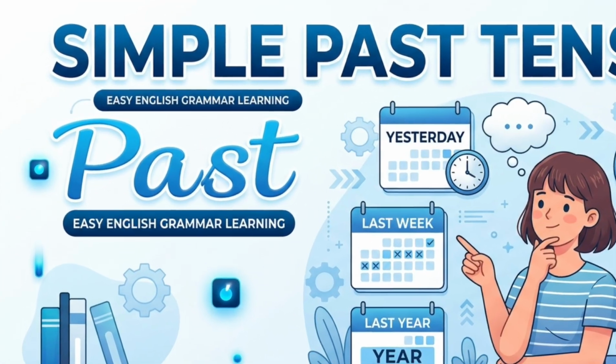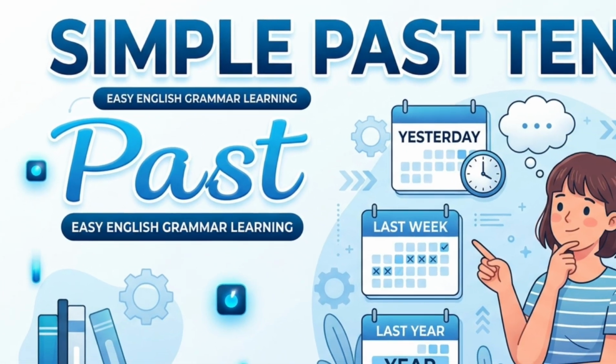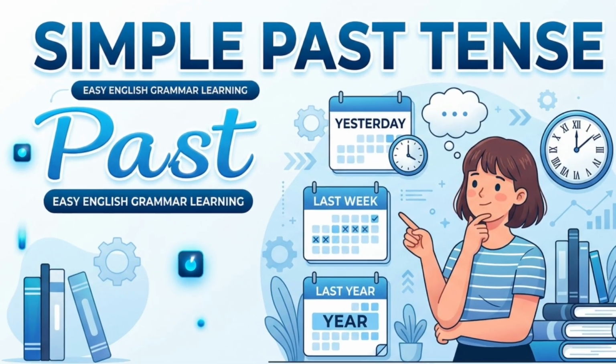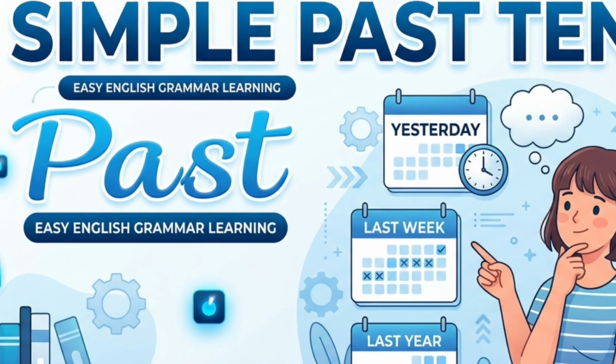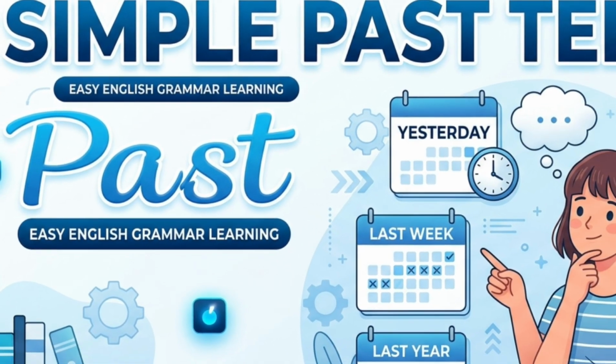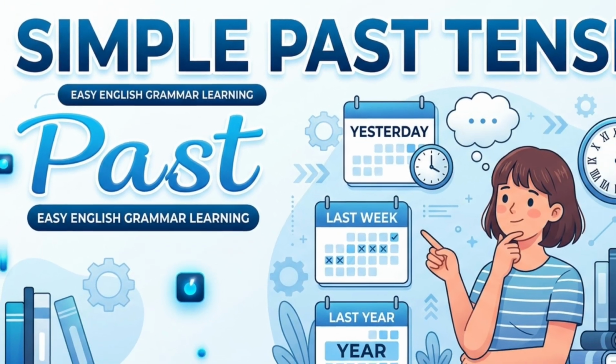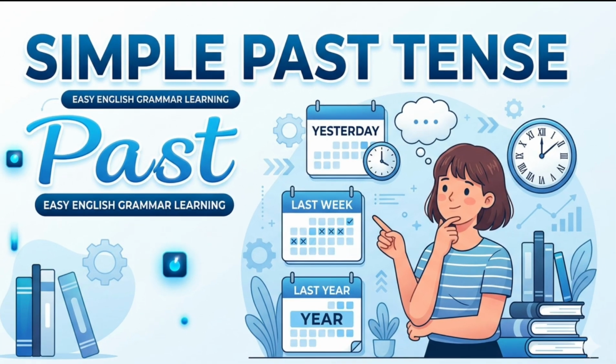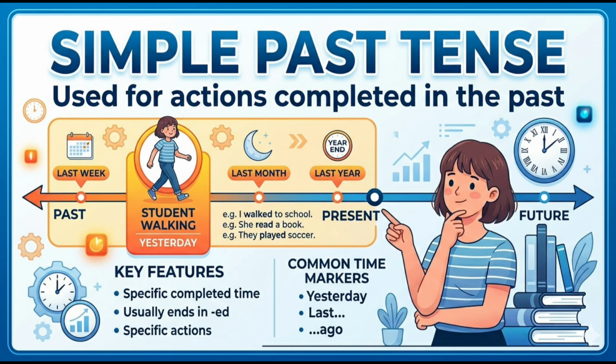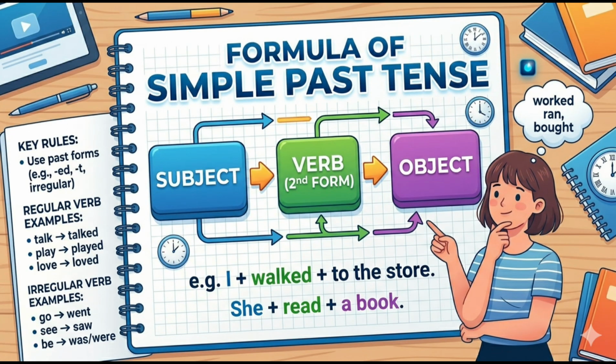Have you ever wondered how to talk about something that happened yesterday, last week, or years ago? Then you need to learn the simple past tense. In the next 2 minutes, I'll explain it in the easiest way possible. The simple past tense is used to describe an action that started and finished in the past. The formula is subject plus second form of verb plus object.